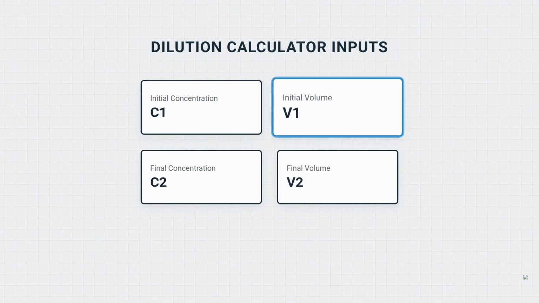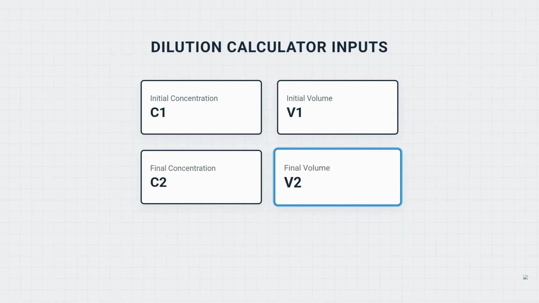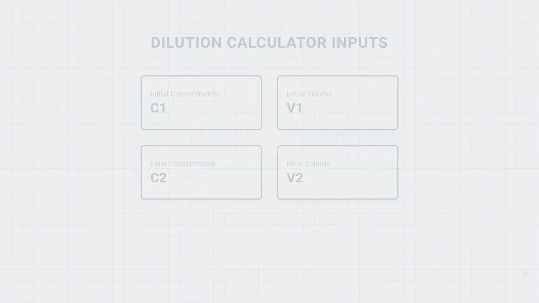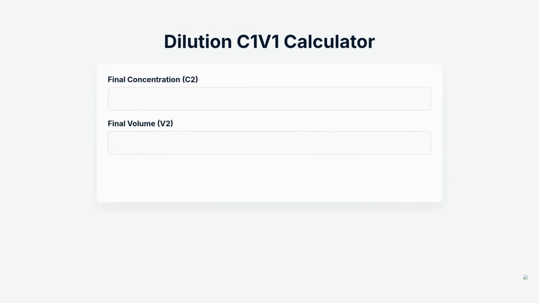Initial concentration C1, initial volume V1, final concentration C2, and final volume V2. For this example, I've entered 10 for initial concentration C1, left initial volume V1 blank since we're solving for it, 10 for final concentration C2, and 10 for final volume V2.